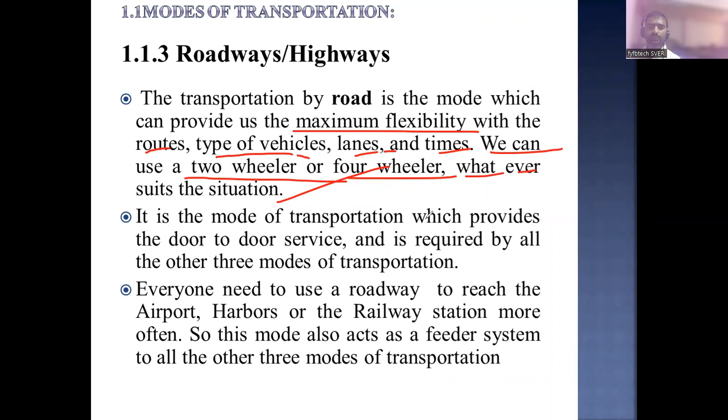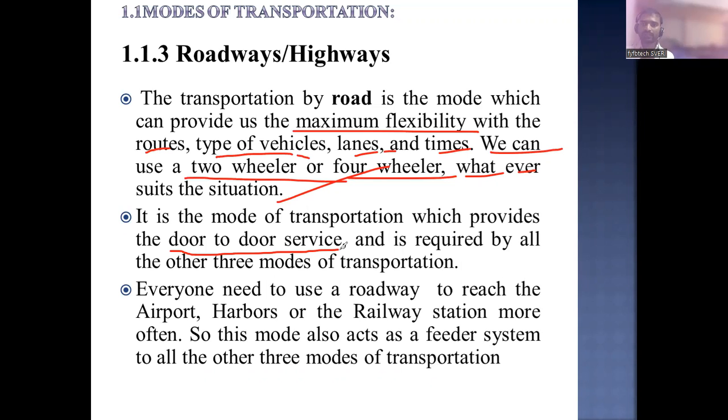It is the mode of transportation which provides door-to-door services. This is important. Door-to-door service means, if there is a small street in your area, through the road you can go from one house to another house by the mode of roadways.